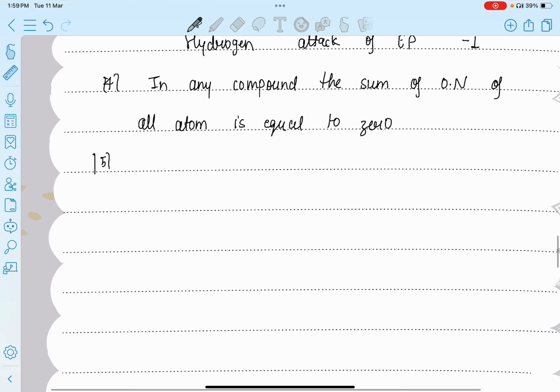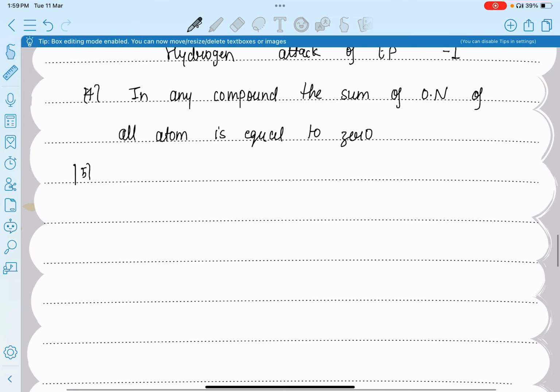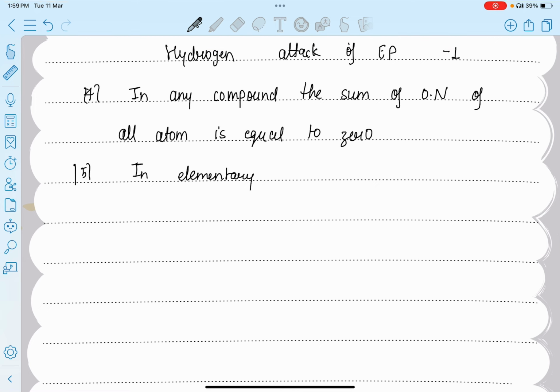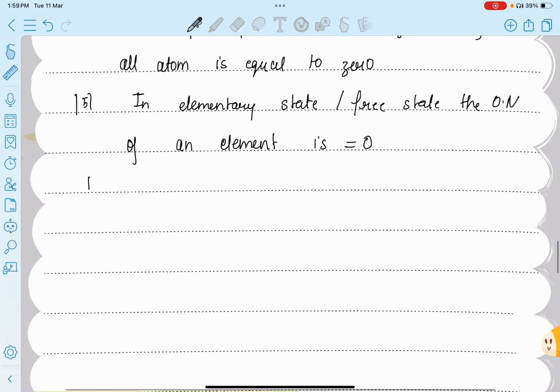Rule number 5, in elementary state. Elementary state means the state in which an element is obtained in the universe or obtained in the earth. So in elementary state or free state, the oxidation number of an element is 0. Okay.